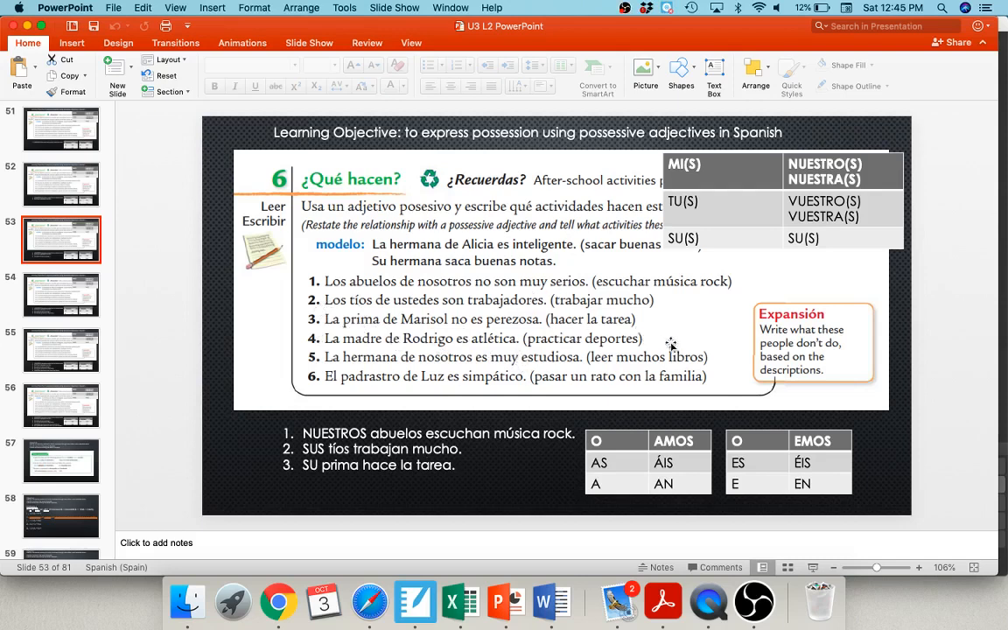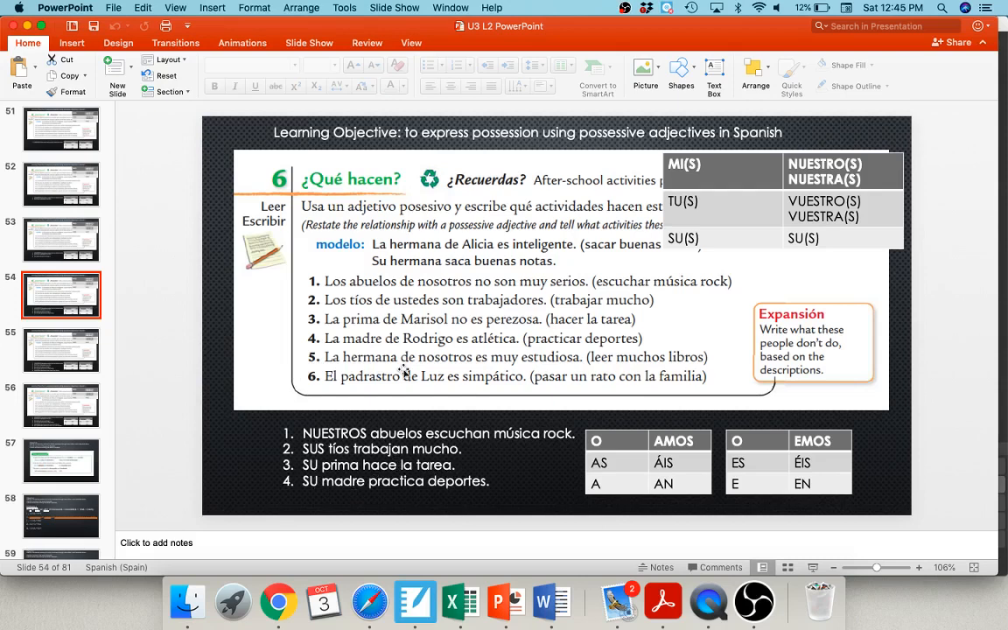Number 4, la madre de Rodrigo es atlética. And then practicar deportes. The mom of Rodrigo is athletic and to practice sports. So we want to say that his mom practices sports. So his, our options were su or sus. There's only one madre here, so we should choose su madre. For practicar deportes, we're going to chop off our AR in practicar. We should add back an A. Su madre practica deportes.